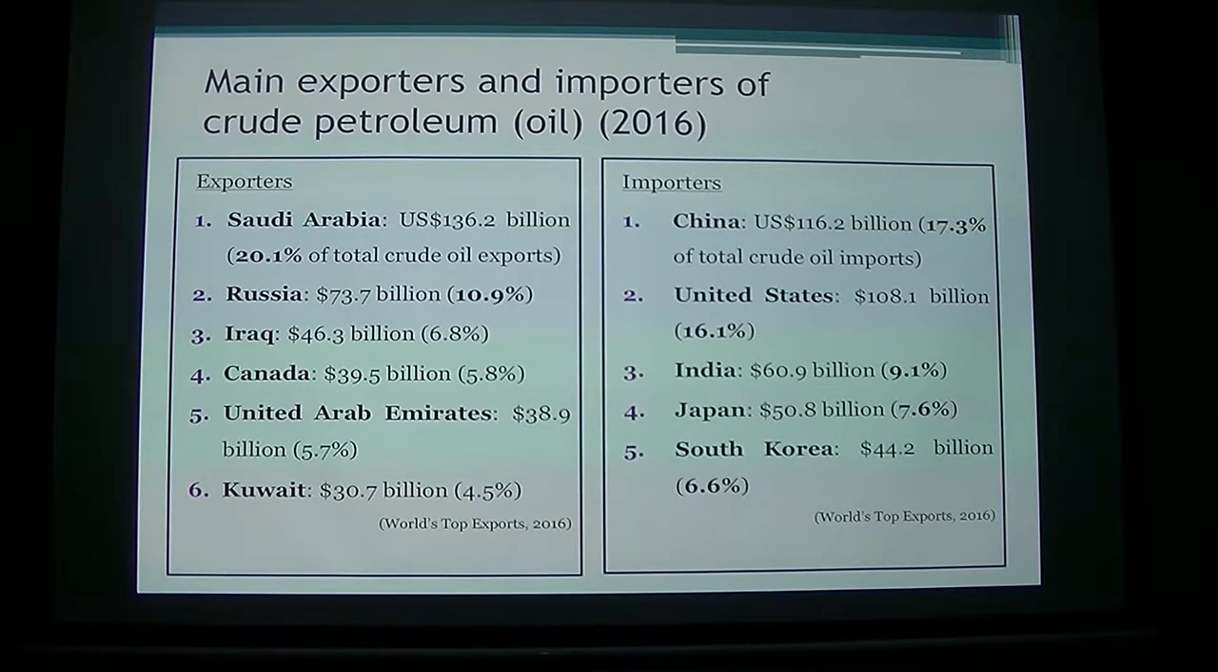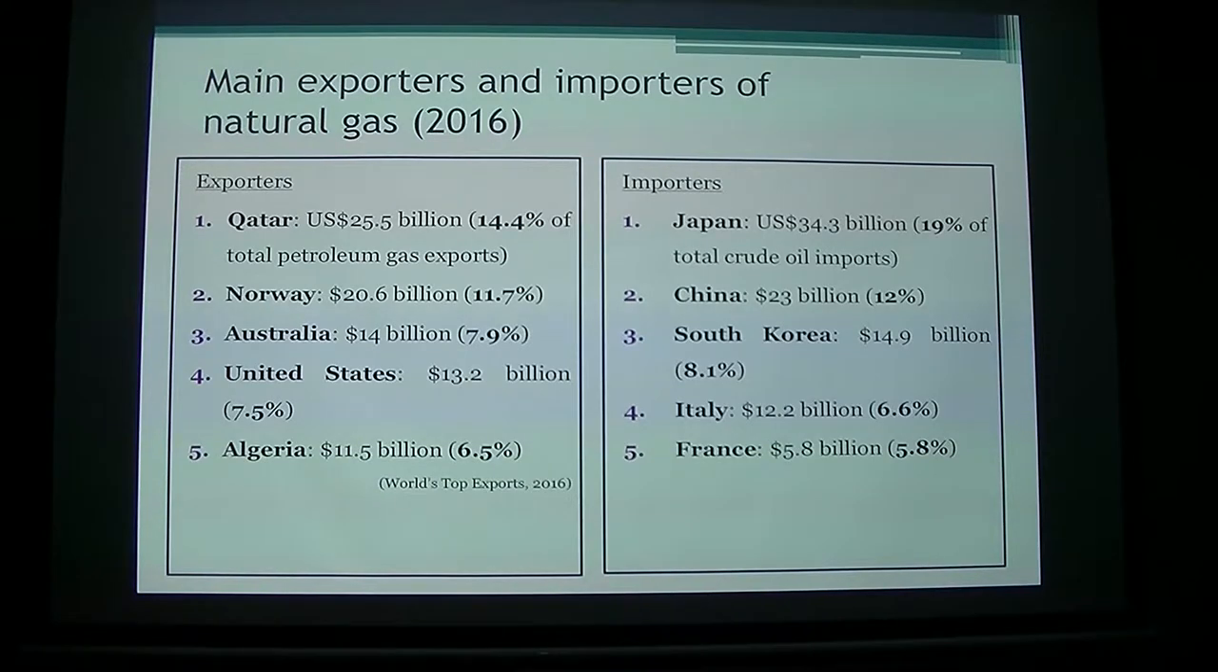And also, for the importers of oil, the majority of them come from Asia, such as China, India, Japan, South Korea, particularly East Asia, like China, Japan, and South Korea, and also the United States. For natural gas, however, the main exporters are Qatar, Norway, Australia, the US, and Algeria. And importers are almost the same as the top importers of oil. Japan, China, South Korea are in the top five of natural gas importers.